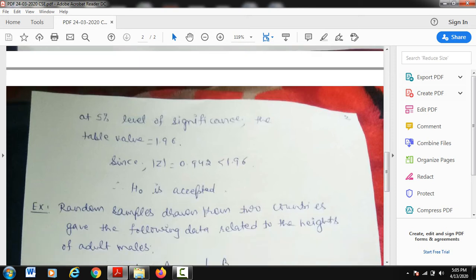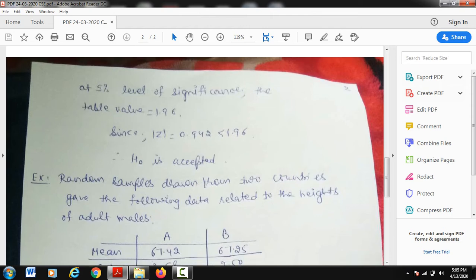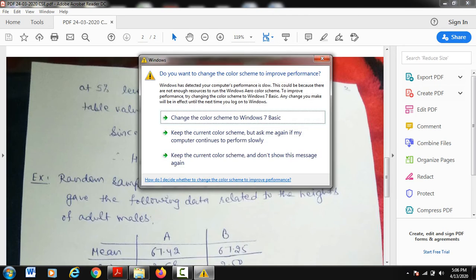Now it's time to calculate the table value. Again students, if the level of significance is mentioned in the question, you have to follow that, but if it has not been mentioned, then the choice is yours. You can take either 1% level of significance or 5% level of significance. At 5% level of significance, the table value is 1.96.